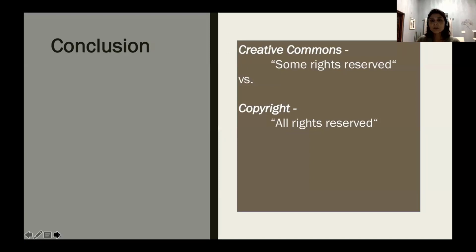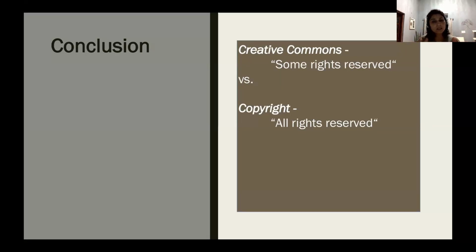Now, concluding here, this slide talks about a slight difference which exists between Creative Commons and copyright. Many times people are confused about Creative Commons and copyright. Even if you use copyright material, you credit the people, so how do these two differ? The basic difference is that in Creative Commons, some rights are reserved. That means you can use the material with some rules and regulations which the original author has already imposed on the material that the author has created. So you have to follow what the author says and then you can use that particular material. As far as copyright material is concerned, all rights are reserved. That means you cannot use it.